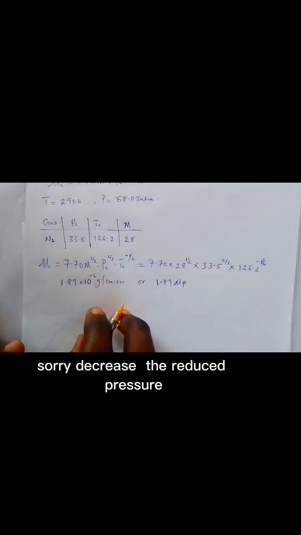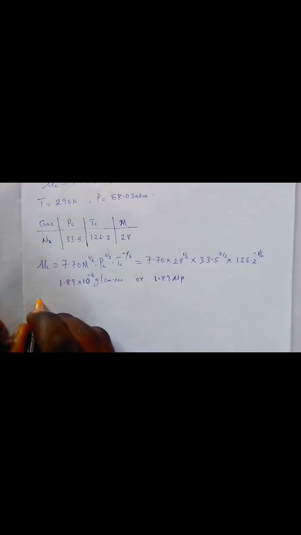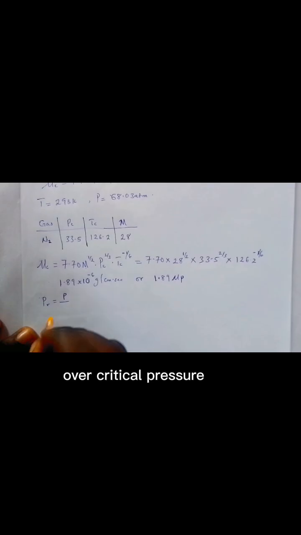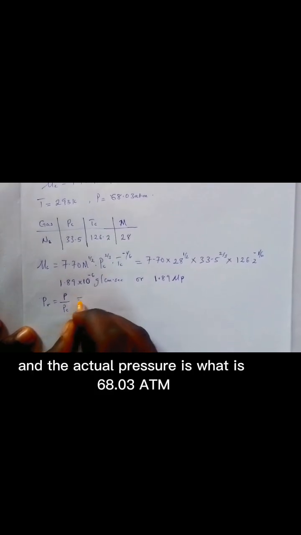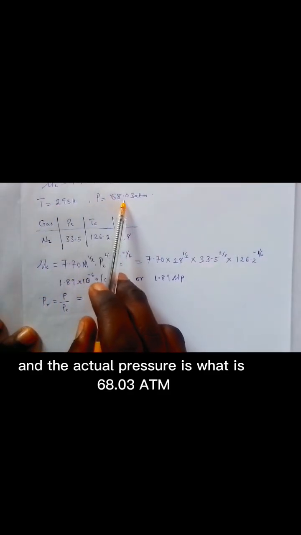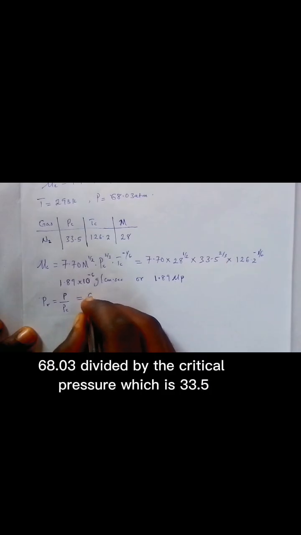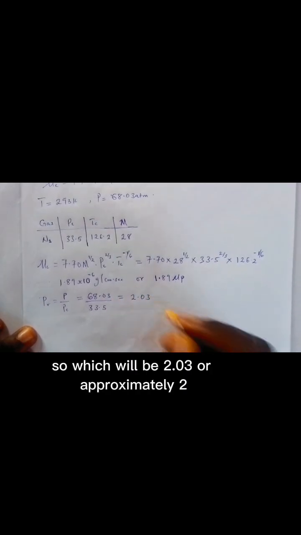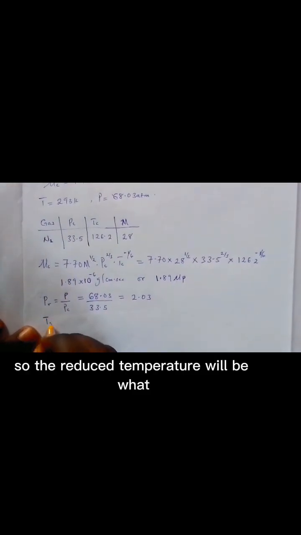So the next thing is for us to calculate the reduced pressure, which is equal to actual pressure over critical pressure. The actual pressure is 68.03 atm. 68.03 divided by the critical pressure, which is 33.5, will be 2.03 or approximately 2.